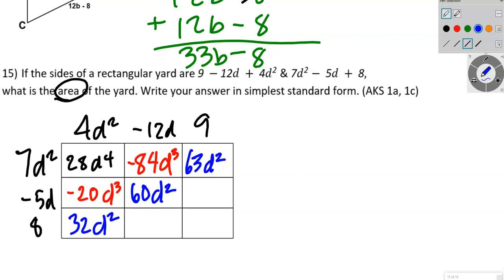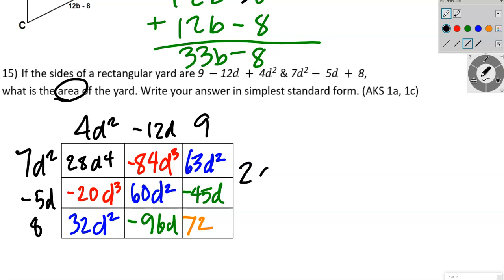Now, if I can get my green up there. 9 times negative 5, that's negative 45, and that's going to be a d. And then we've got negative 12 times 8. That's negative 96d. And we got one more down here, which is our 9 times 8, and that's 72, right? Okay, so we're going to write these again in our colors, just to kind of highlight what we're doing.